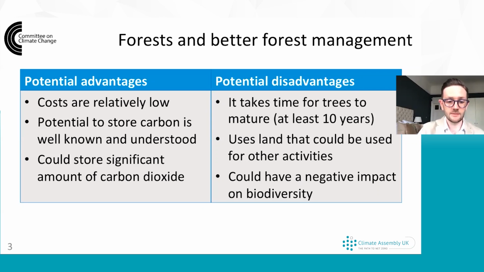But some of the cons are it does take time for trees to grow and to mature, at least 10 years. The land that we use could be used for other activities, and especially growing food. So Jim is actually going to talk to you about what the group looking at food and farming and land use thought about and discussed in Birmingham a bit later on. It could also have a negative impact on what we call biodiversity. So nature is another way of looking at that. So if we grow the wrong trees in the wrong places, then that can have a damaging impact on nature. Let's move on to slide 4.